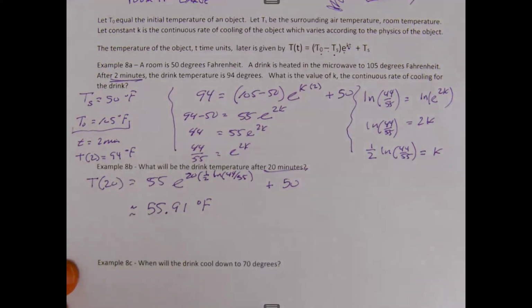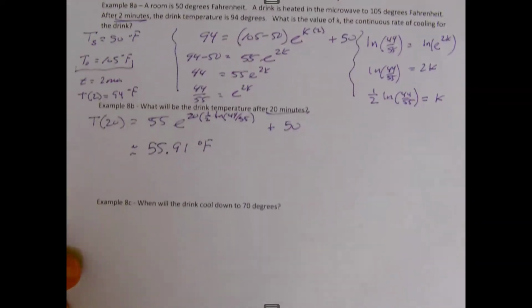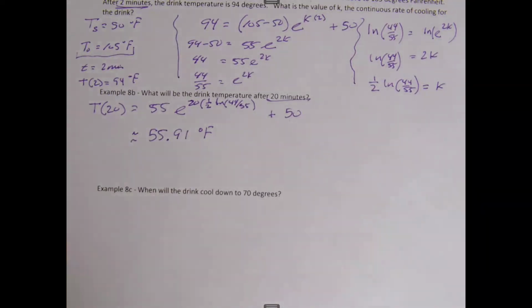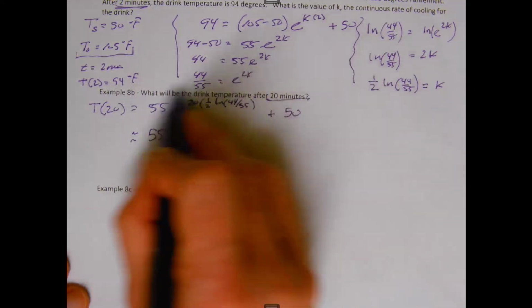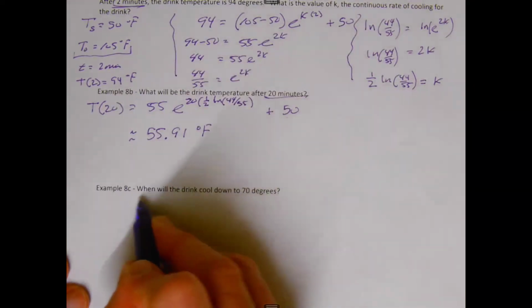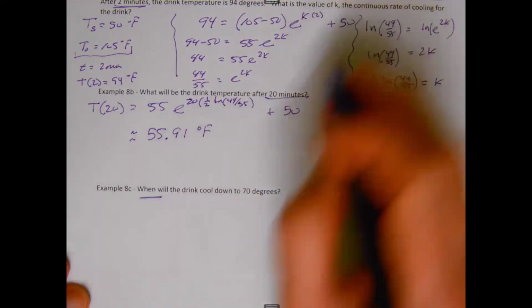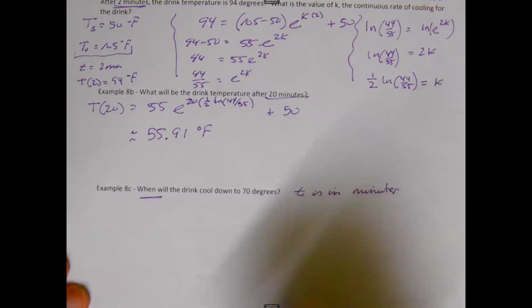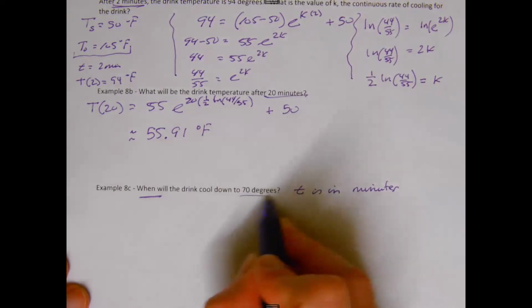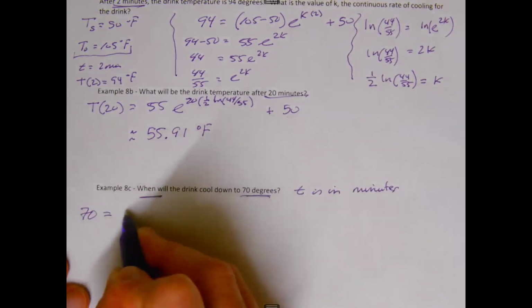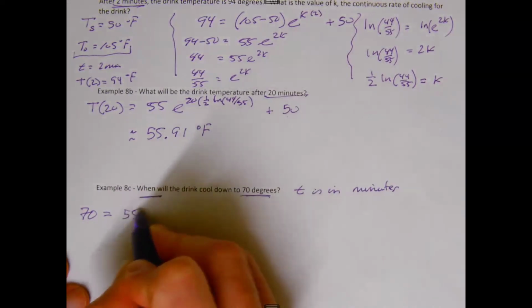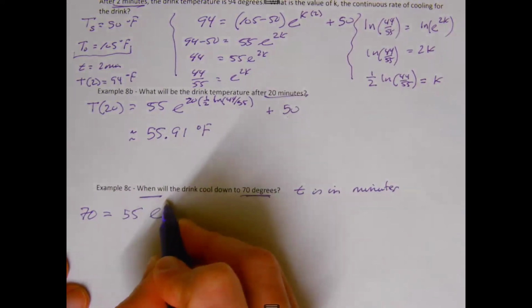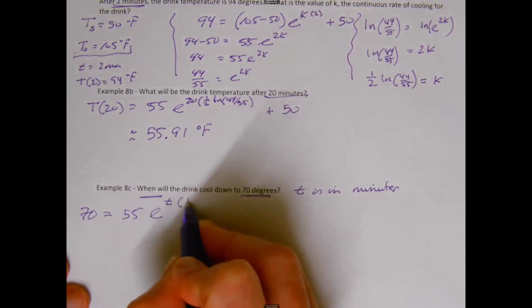All right, that's fine. Let's do another one. All right, when will the drink cool down to 70 degrees? Okay, so we'll look up. So now I'm going to use this formula one more time, but this time I'm asking when will the drink cool down, and then remember T is in minutes. But I wanted it to cool down to 70 degrees, so the output now is 70. I'm using this formula again, but this time the variable is time. So T, and then times this amount.